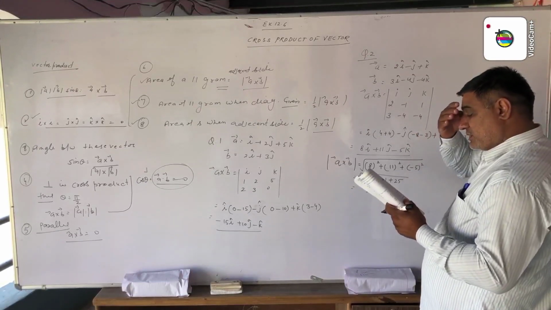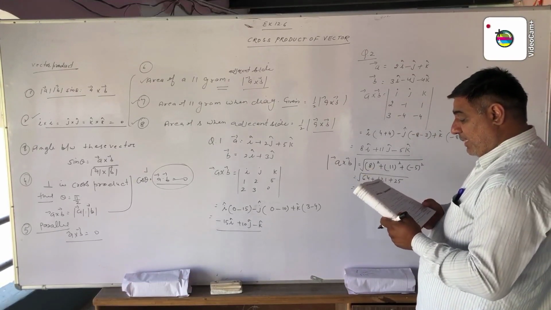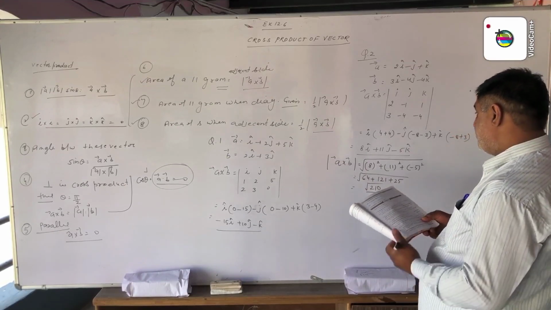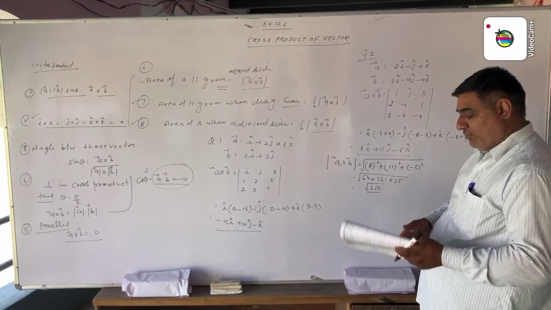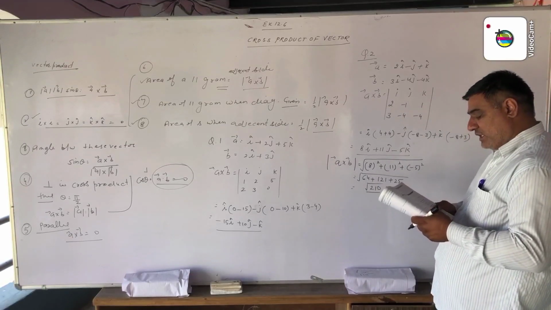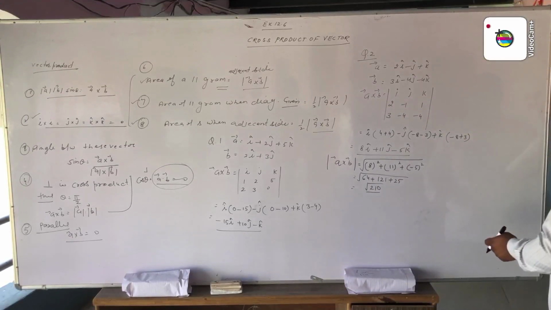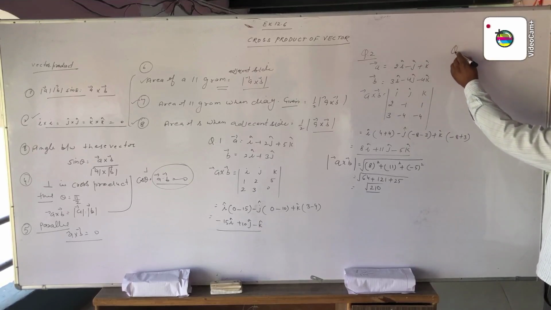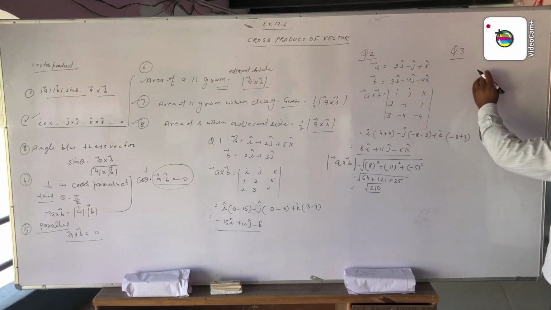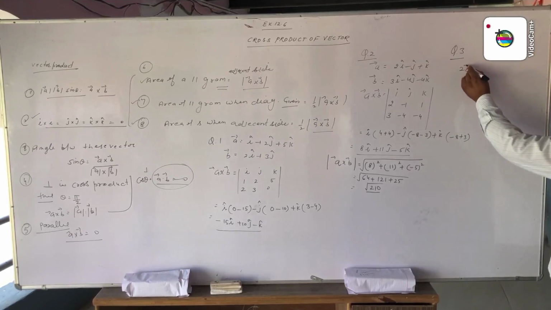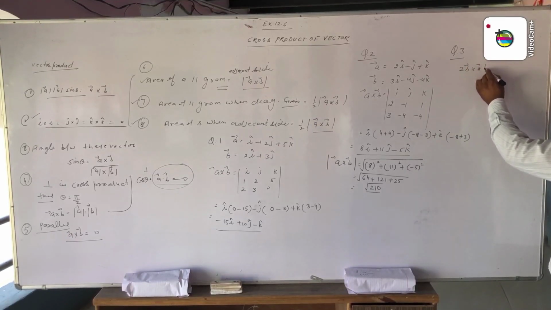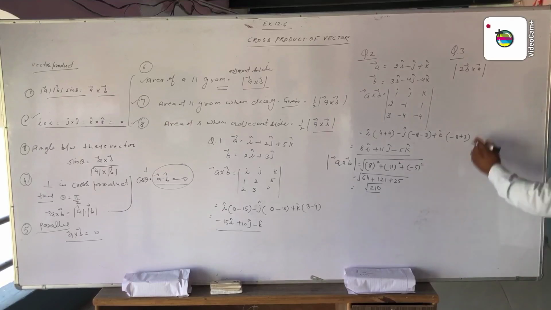In question number 2, the first part says to find the magnitude of A cross B vector. First we find A cross B, and after this we find the magnitude of this vector. In question number 3, it says we have to find the magnitude of 2B vector cross A. We have to find this result.